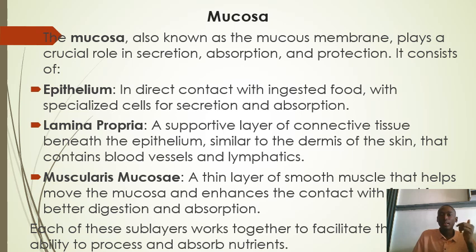So the mucosa layer now. The mucosa is also known as the mucous membrane and plays a crucial role in secretion, absorption, and protection. It consists of, one, the epithelium. The epithelium is in direct contact with the ingested food, with specialized cells for secretion and absorption. The mucosa also consists of the lamina propria, which is a supportive layer of connective tissue beneath the epithelium, similar to the dermis of the skin, that contains blood vessels and lymphatics.